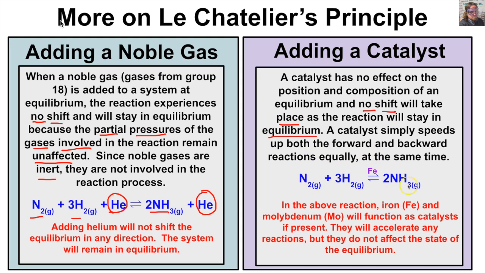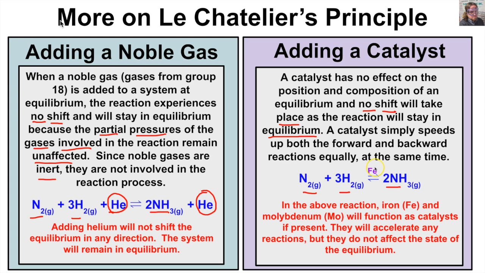So if we take a look at the Haber process again, we can actually use a catalyst. We can use iron, for example, as a catalyst like we see right here. And this iron is going to cause no disturbance in the equilibrium. Therefore, no shift is going to take place. The reaction is going to stay in equilibrium. So understand that concept: when we introduce a catalyst, you're not disrupting the equilibrium.